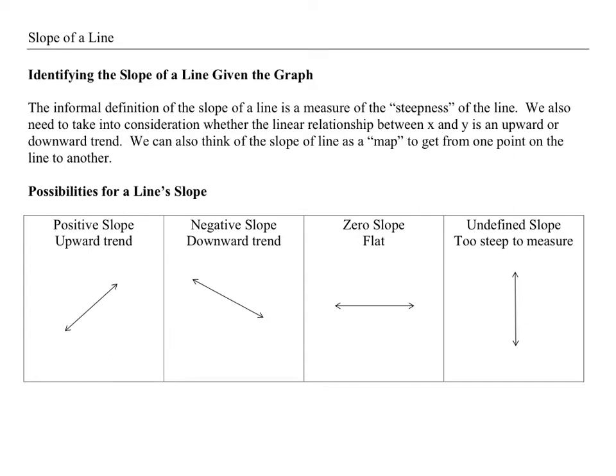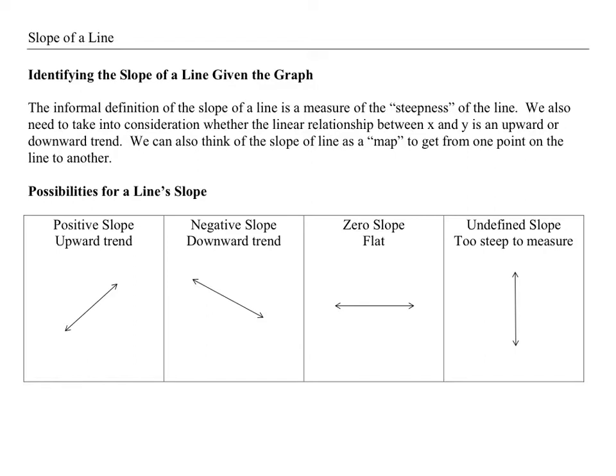This lesson is talking about the slope of a line. Informally, the slope of a line measures how steep the line is. And then we need to also take into consideration whether the relationship between x and y is an upward or a downward trend. So we can also think of the slope as a map to get from one point on the line to another.